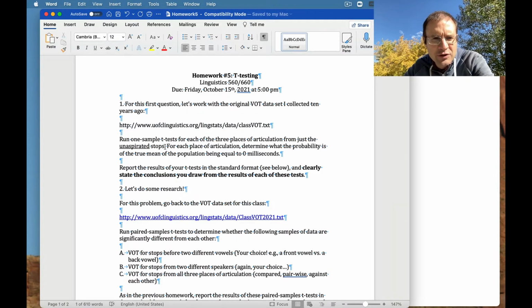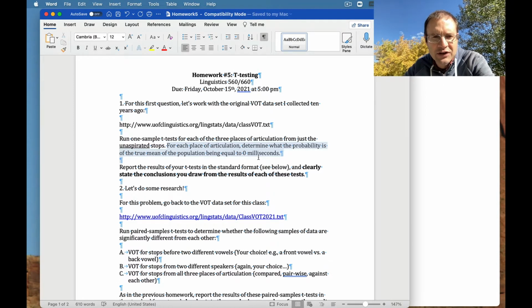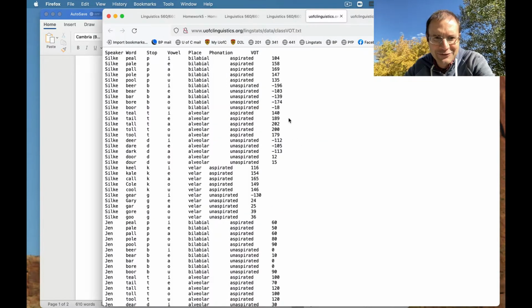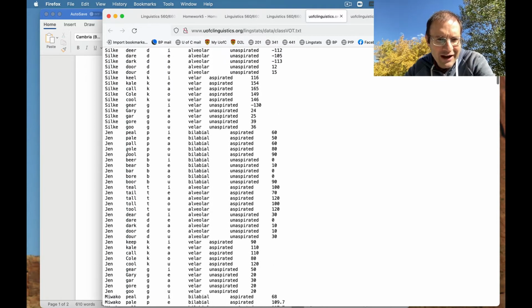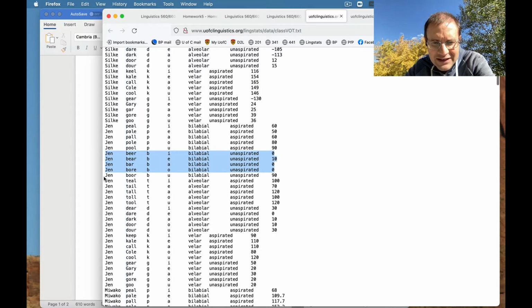Your job is going to be to run one sample t-tests for each of the 3 places of articulation for the unaspirated stops, so the B's, the D's, and the G's. And then for each of those places of articulation, determine what the probability is of the true mean of the population being equal to 0 milliseconds. So I'm not going to run the test for you, but just looking through here, some of these unaspirated stops have negative VOT, meaning that they're genuinely voiced. Others have like 0 VOT, so it seems like it's a live possibility that the overall mean might be 0, because some of these as well are positive, like this one has a VOT of 90 milliseconds.